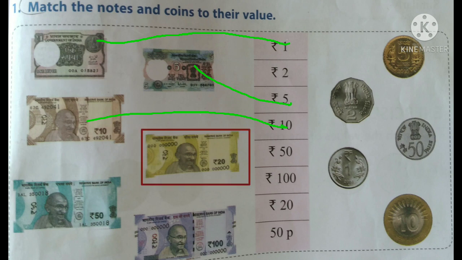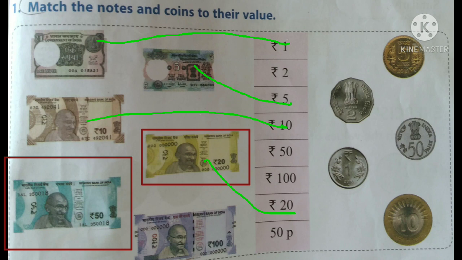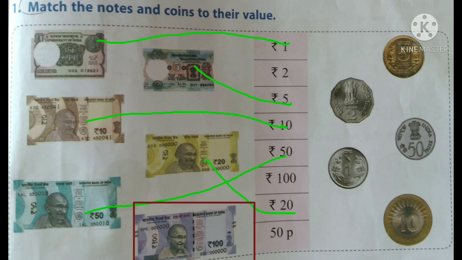Here we can see rupees 20. So the value of this note is rupees 20. Then the next one, rupees 50. So the value of this note is rupees 50. The last one, 100 rupees note. So let us match this note with 100 rupees. So that's about notes. Then let us move to the coins side.